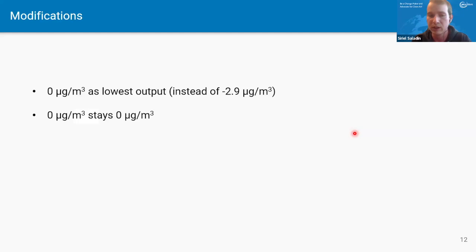The second one: if the raw reading is 0, then we interpret this in a way that the reading is below the limit of detection. In this case, we do not apply correction, so the reading of 0 remains 0. But if the reading is, for example, 0.1 micrograms, then it will be corrected using the algorithm. That's my last slide. Thank you for your attention, and I'm happy to answer any questions.